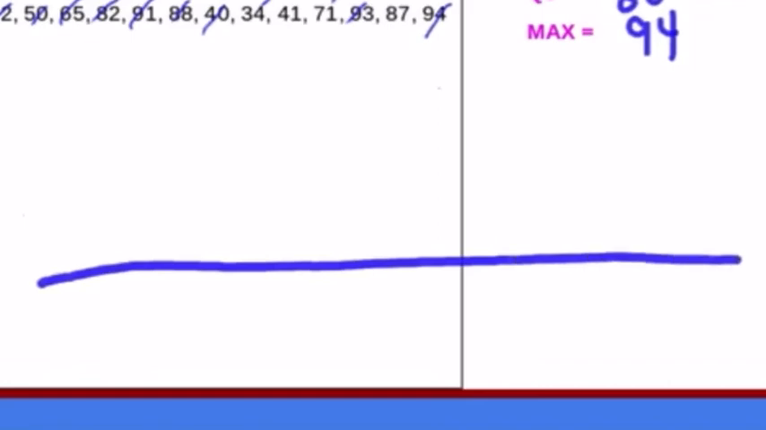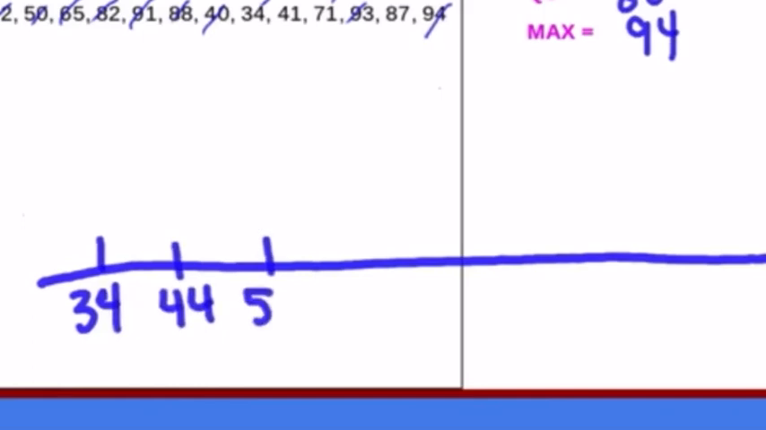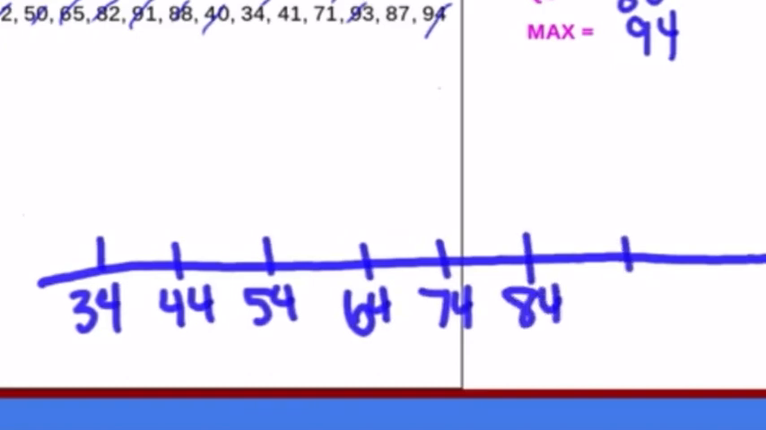What do you think might be good? 5s, 10s, something along those lines. 10s probably not too bad. And then you just kind of estimate. So in other words, if I want to just start this at 34, well, then I can do 44 and 54 and 64 and 74 and 84 and 94. Okay? So let's do the box.